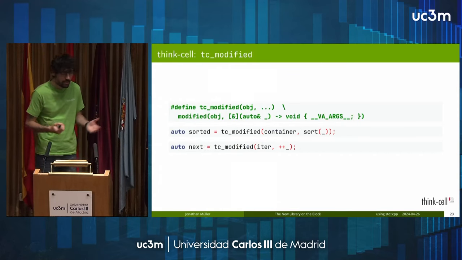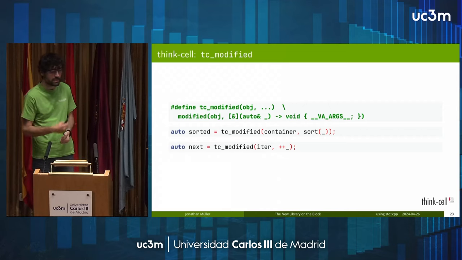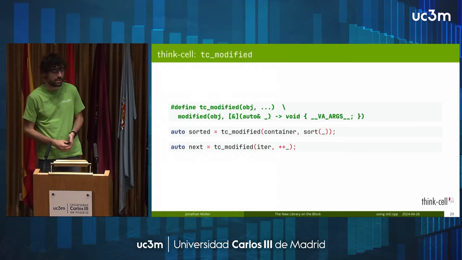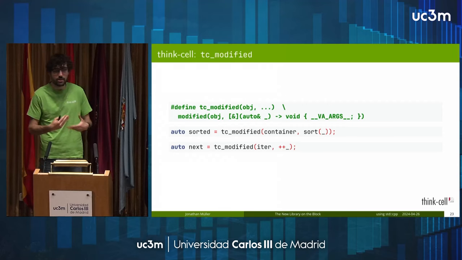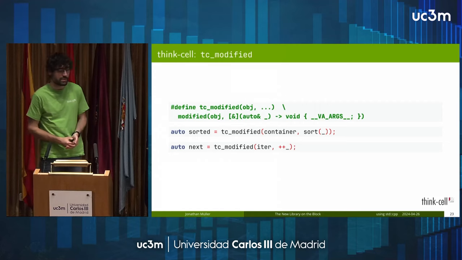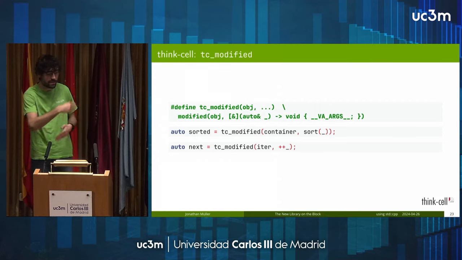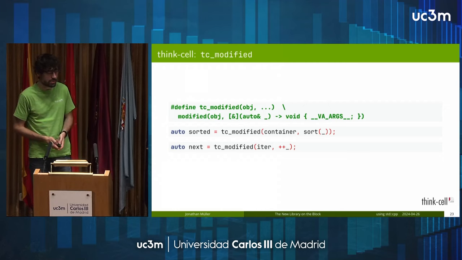And we have a macro to turn any action into a transformation, right? So we've got our sort action, and we want to turn that into a transformation by using TC modified, give me the container, please sort it in place. Or TC modified, give me the iterator, please increment it. So even though we only use actions, we get the flexibility of having transformations as well with the help of this macro, which simply takes the expression, wraps it in a lambda, and passes it to modified. And that way we get the best of both worlds.